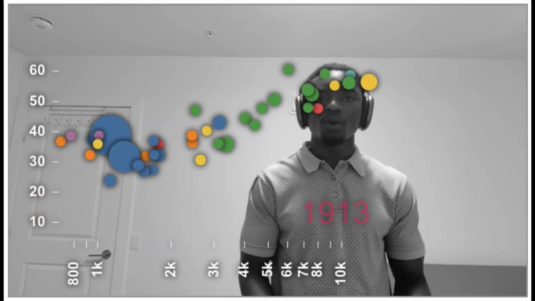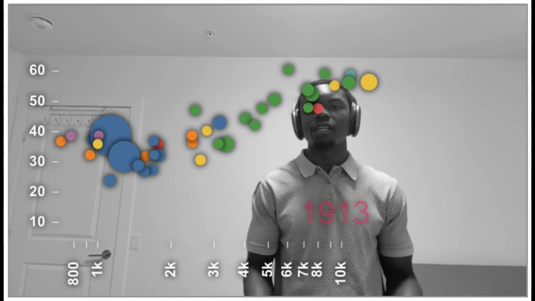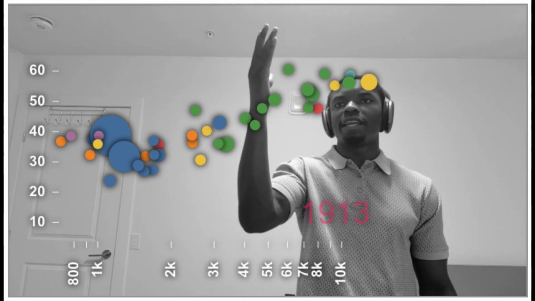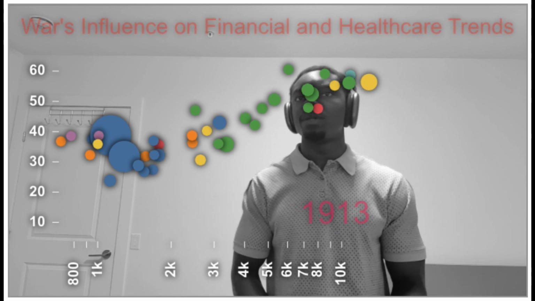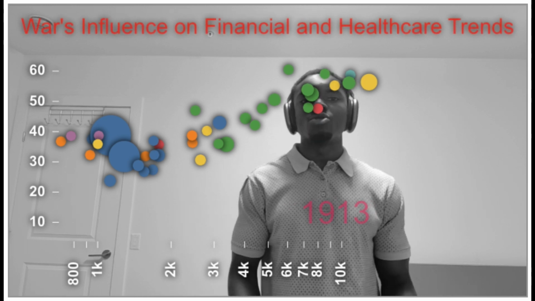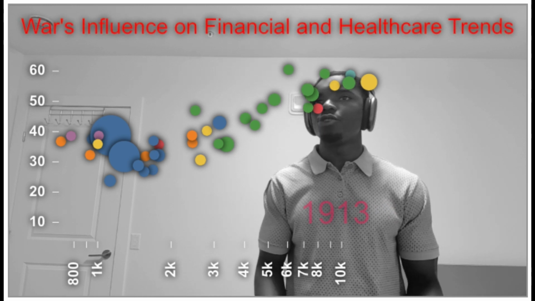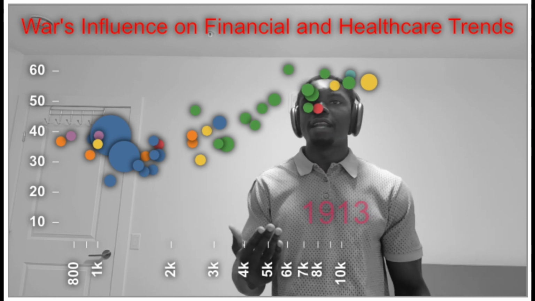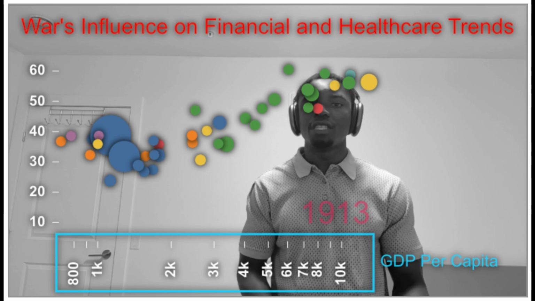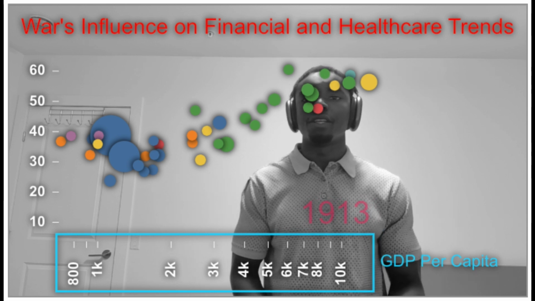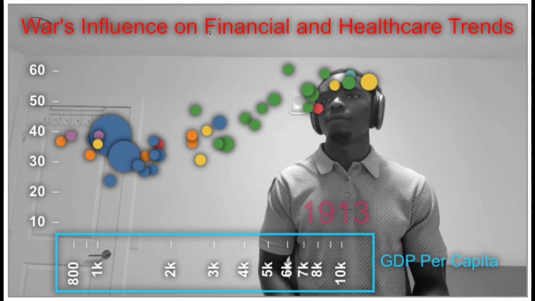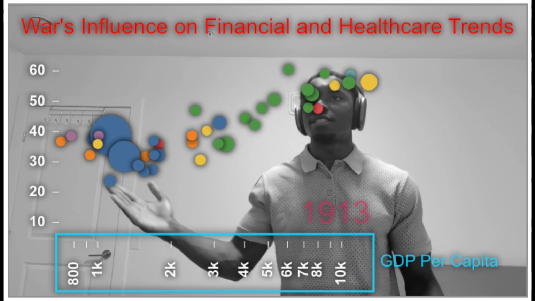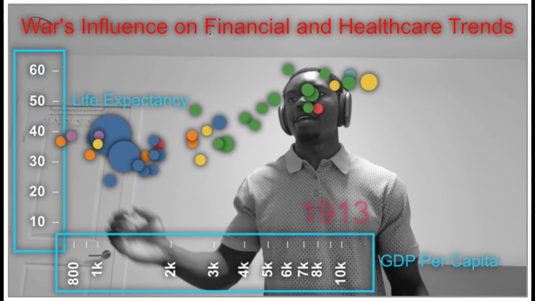Ladies and gentlemen, welcome as we reflect on the influence of war on financial and healthcare trends globally. As we embark, we find ourselves staring at a unique scatter plot over here. Below, we have an axis representing a country's GDP per capita for a given year. This is a reflection of their wealth. We also have another axis on the side here showing their life expectancy.